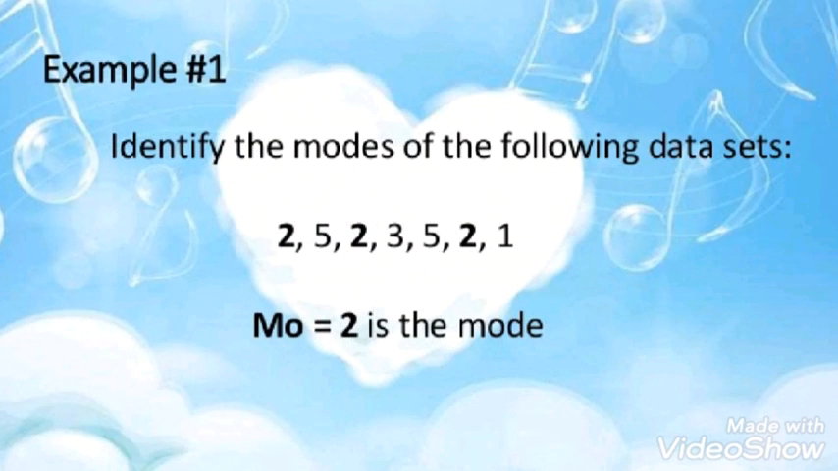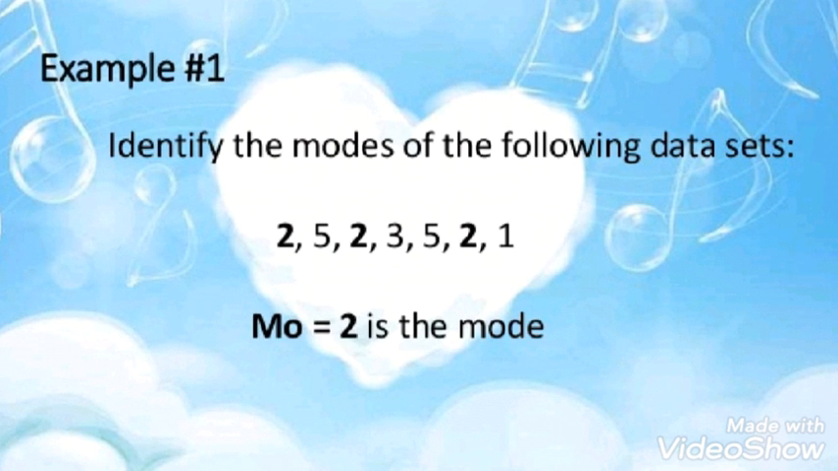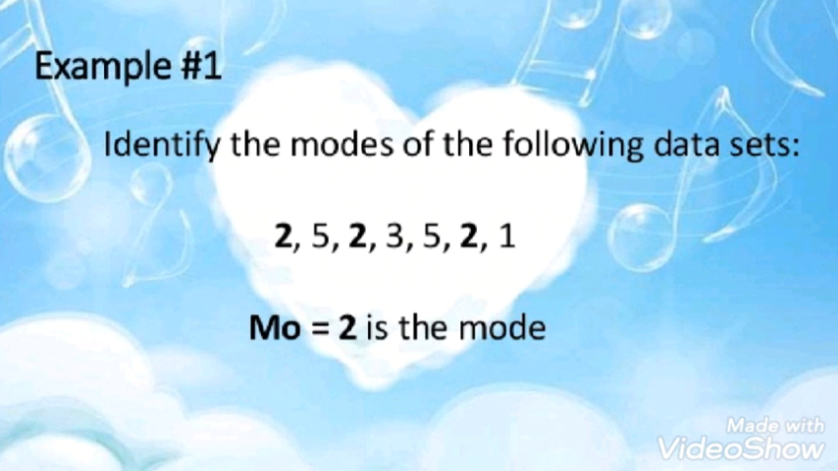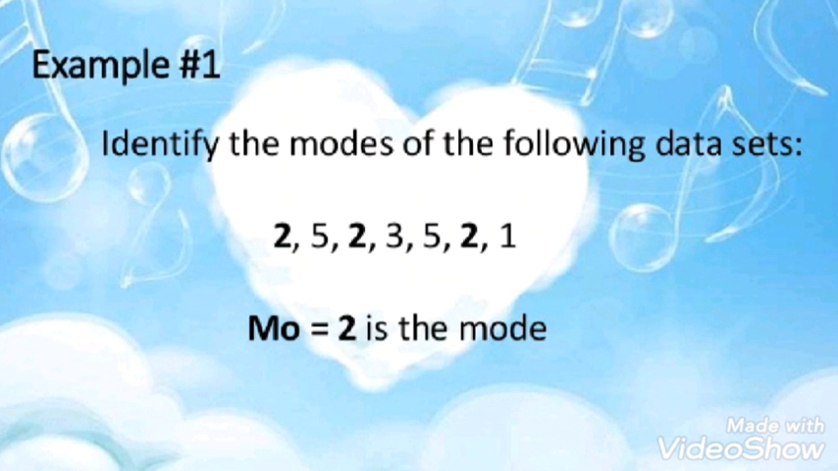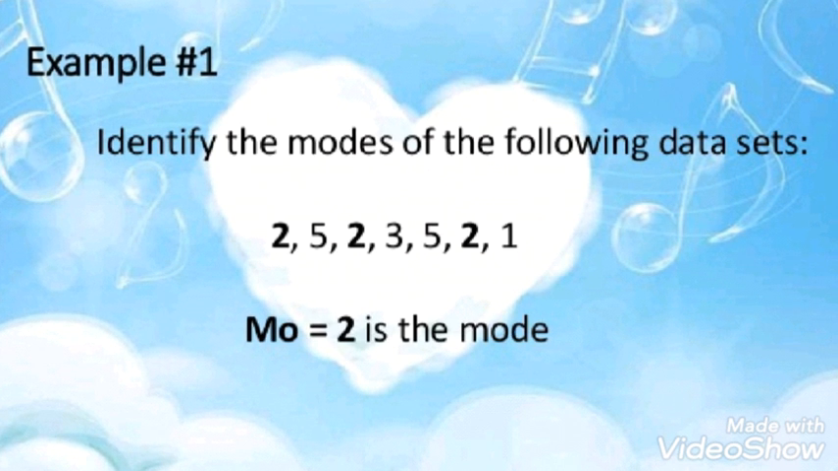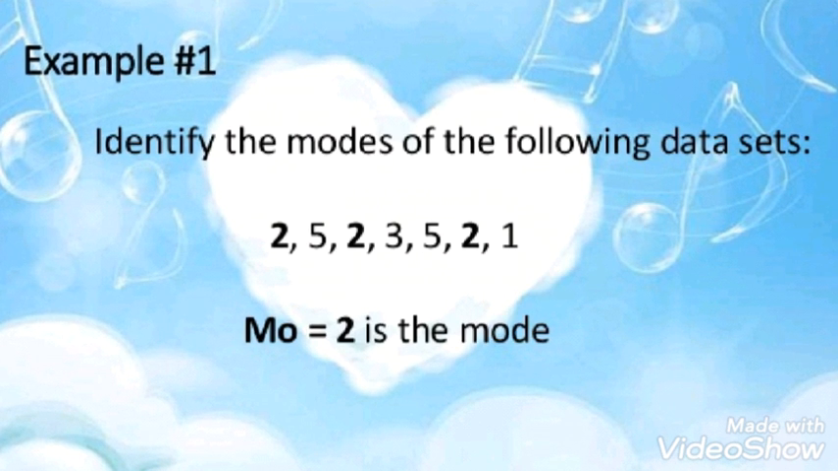Identify the modes of the following data sets. Your numbers are given: 2, 5, 2, 3, 5, 2, 1. In these numbers, you have to see which number occurs the highest number of times. 2 has occurred 3 times, 5 has occurred 2 times, 3 has occurred 1 time, and 1 has occurred 1 time only. So 2 has occurred the highest number of times, that is 3. So 2 is your mode. This is how you calculate your mode. You have to see how many times each number has occurred.